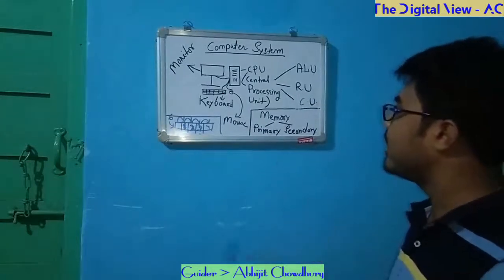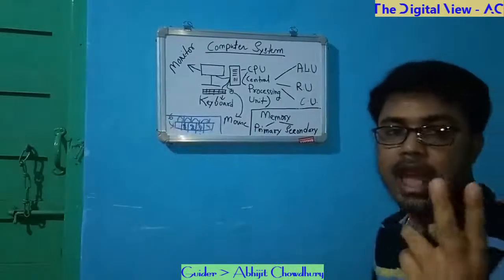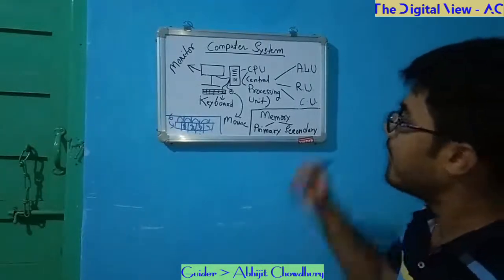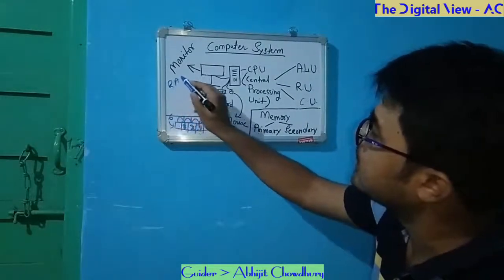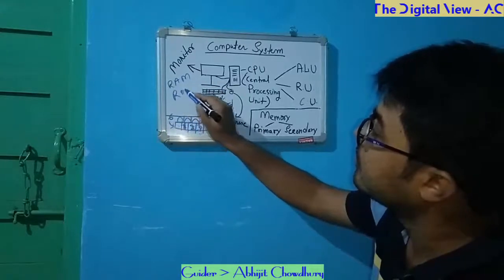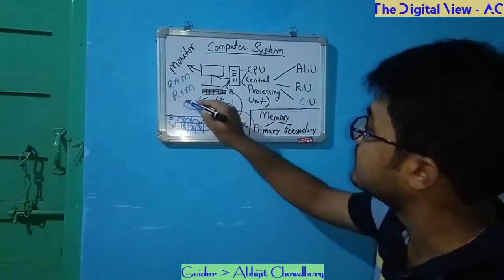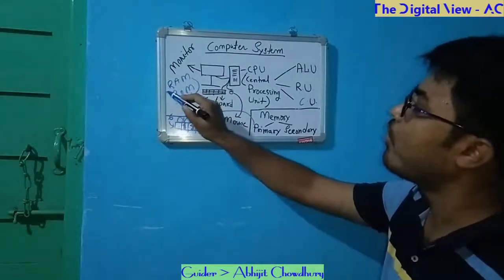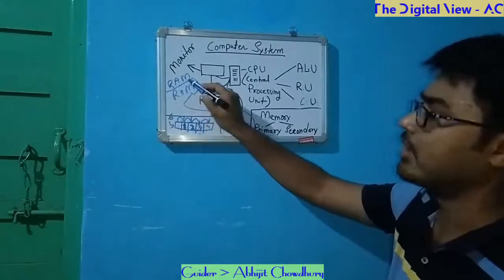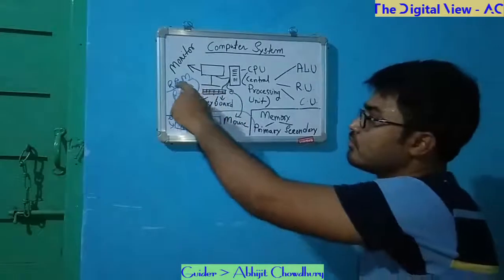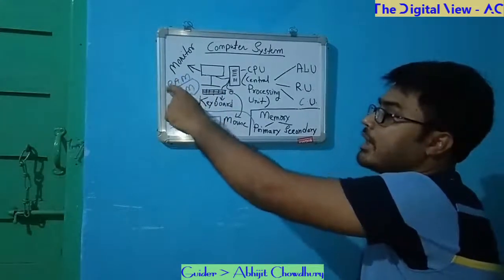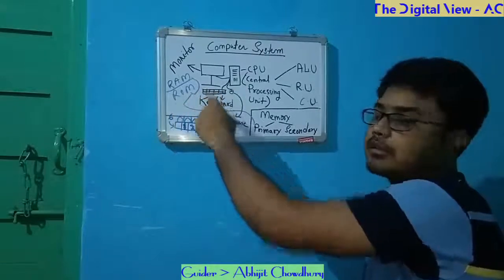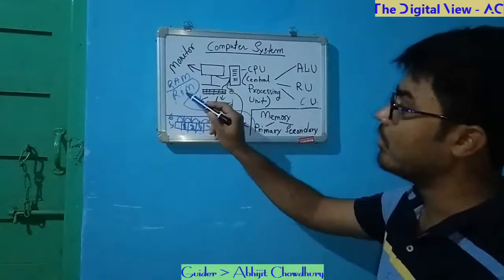Okay. Next point is that primary memory has two types. One is RAM, another is ROM. The full form of RAM is random access memory, and the other is read-only memory. Random access memory, read-only memory.